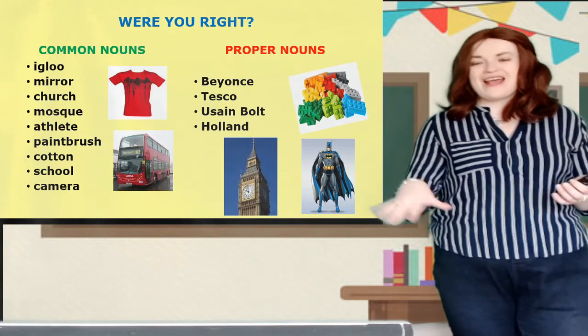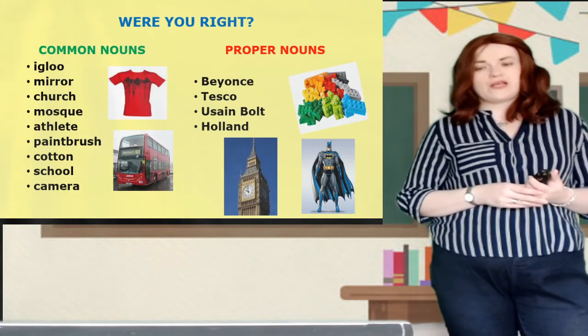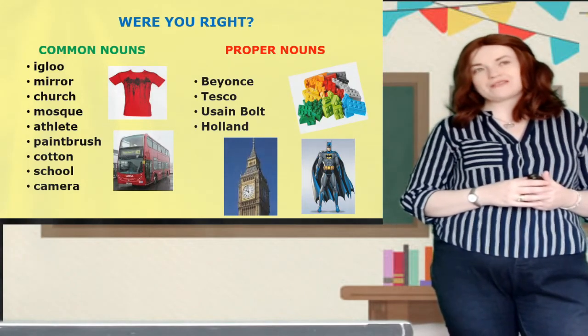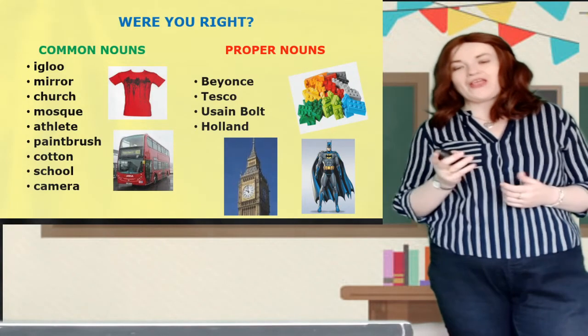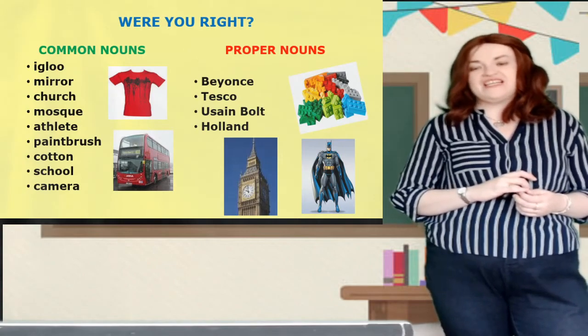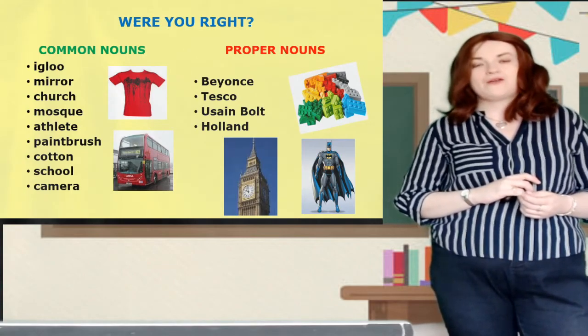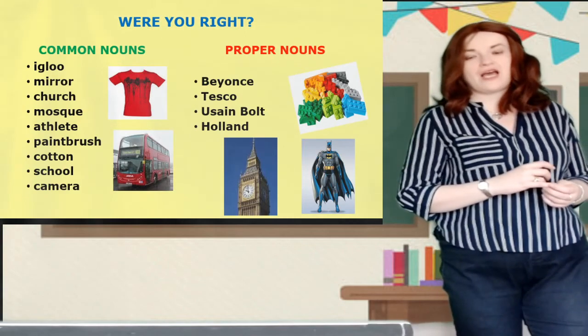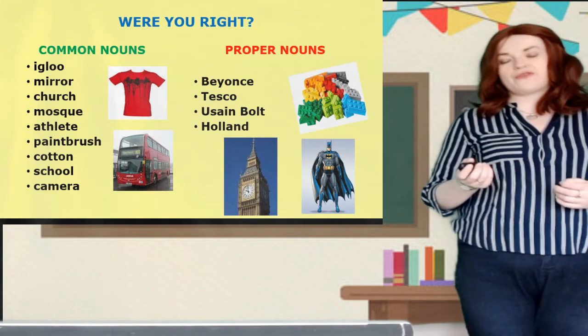Beyonce, Single Ladies, Tesco, Usain Bolt, Holland, Lego, Batman, and Big Ben. They're all proper nouns because you're naming a specific thing, so they get a capital, so therefore they're in that category.